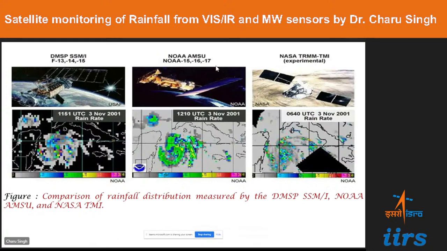Here you can see that the rainfall from SSMI has been measured on 3rd November 2001 at 11:51 UTC, whereas the NOAA AMSU measured the rainfall over the same location at 12:10 UTC, and the TMI sensor measured the rainfall over the same location at 6:40 UTC on 3rd November 2001. So if we compare the rainfall output from these polar satellite sensors, it may not match because the passes over these locations are different from each other.